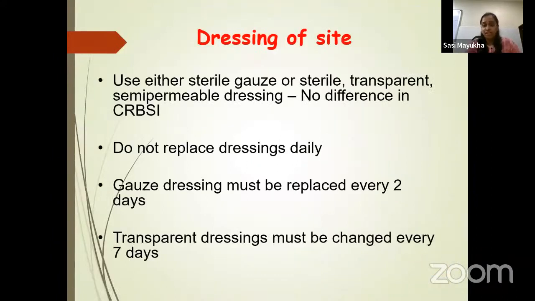So as I was talking about dressing of the site, use either sterile gauze or a semi-permeable dressing. You need not replace the dressings daily. But if it's a gauze dressing, you have to replace it every 2 days. If there are transparent dressings, they can be changed every 7 days. But in case there is soiling of the dressing, it has to be changed immediately.